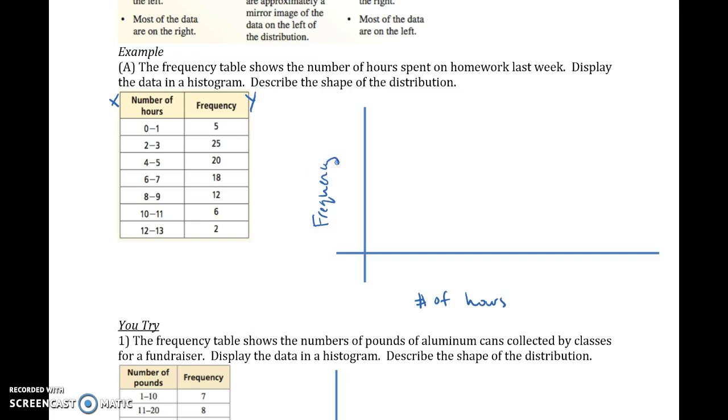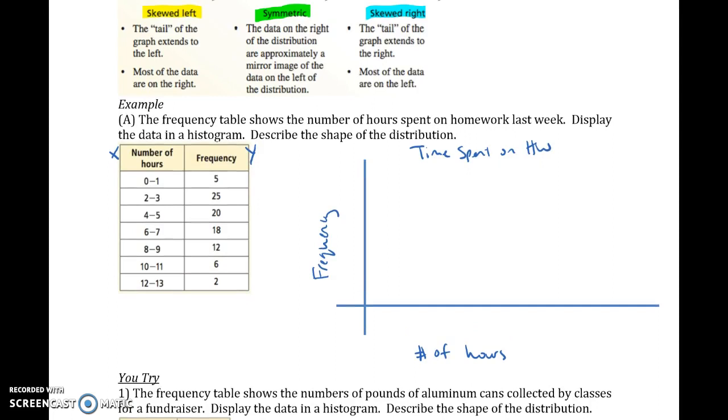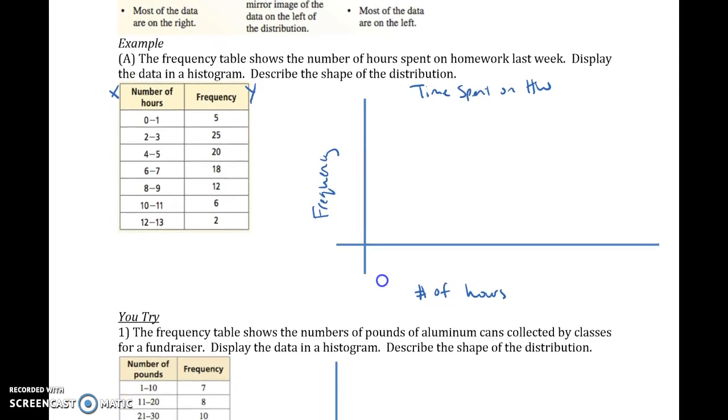So if you take a look at what the situation is talking about, we're looking at the number of hours spent on homework last week. So you might just title this time spent on homework. Right, but something to just tell me what the entire histogram is representing here. That's what we're looking for. Okay, so the frequency table is already done for you, so we want to make sure we have 1, 2, 3, 4, 5, 6, 7 bars. Again, try to evenly space it out as much as you can. And frequency goes from 2 to 25, so we want to make sure we make our scale large enough so that it fits on this y-axis.